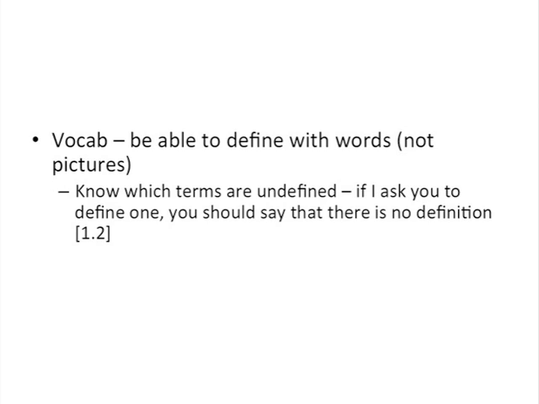And if I ask you on the definition portion of the test to write a definition for one of those 3, you should say undefined, or no definition, or I can't. Okay? You should not just leave it blank, because then I don't know whether you didn't know or whether you knew but just didn't write anything. Okay? So if I ask you to define point, line, or plane, you should tell me that it is actually undefined.